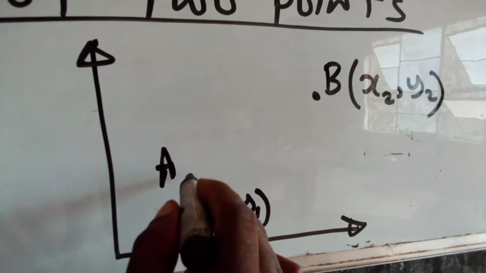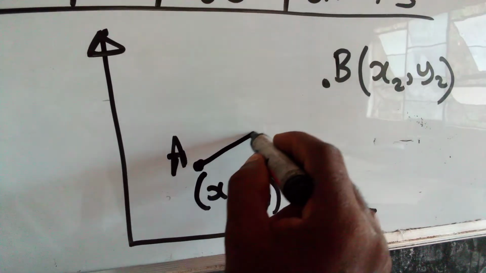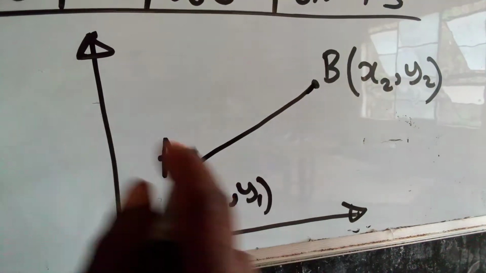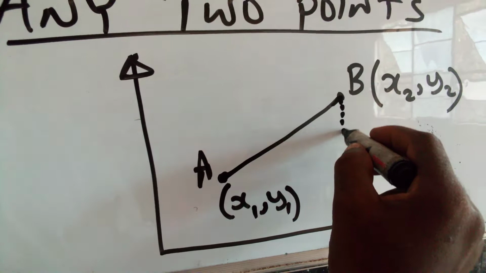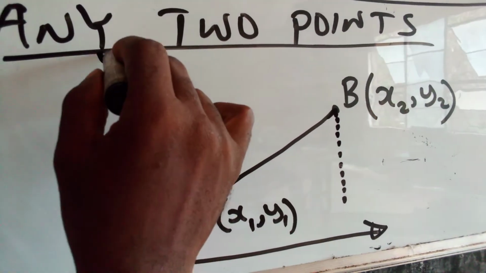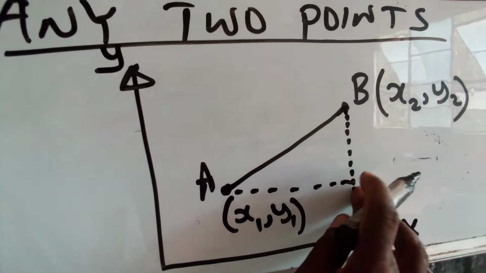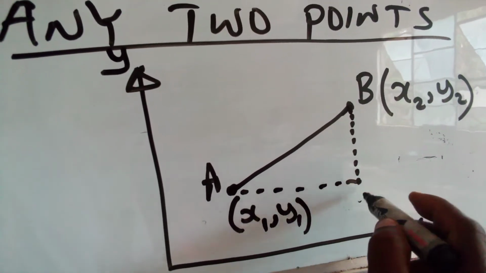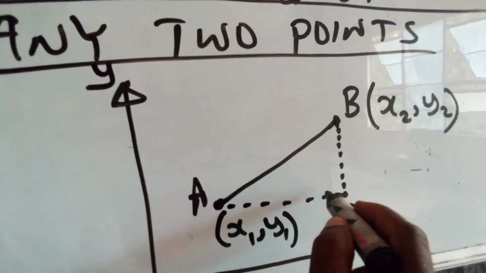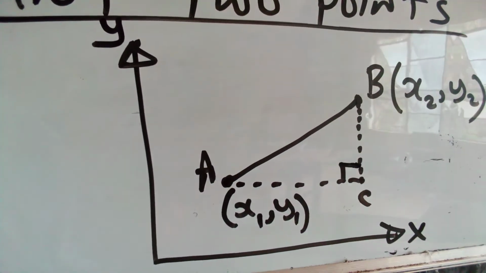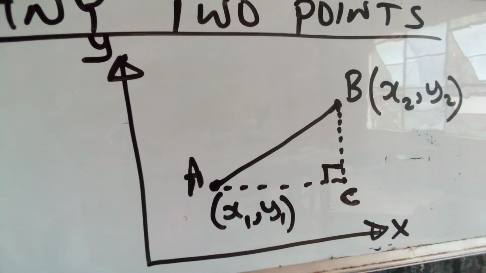What do you do now? If you want to get the shortest distance between these 2 points, you draw a straight line that will connect A and B. Then you construct another line that is parallel to the Y axis. This is our Y axis. This is our S axis. You construct another line that is parallel to your S axis. They will meet here. Let's call it C. You notice that when S and Y axis meet, they must meet at 90 degrees. So if you look at this now, it is a right angle triangle.